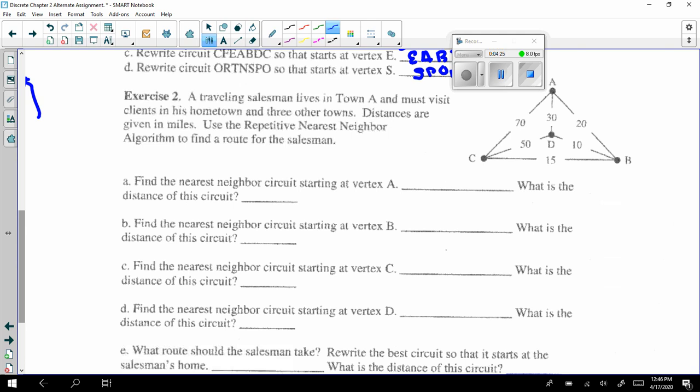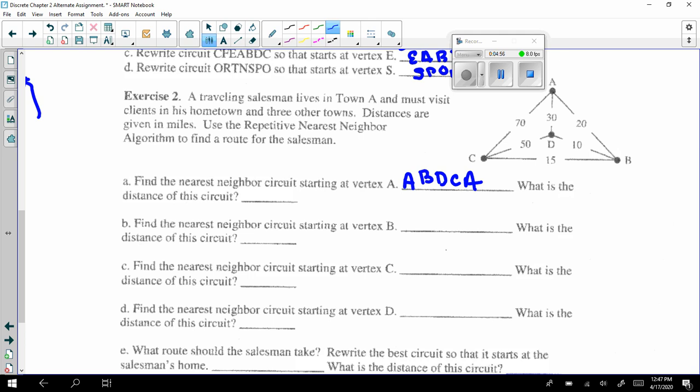So what I want you to do is, if you have a minute, just go ahead and pause the video and try to do letters A through E, or A through D. If not, just follow along. So to do this one, I would go from A to B to D to C to A. Okay? And I believe we got that as 150.